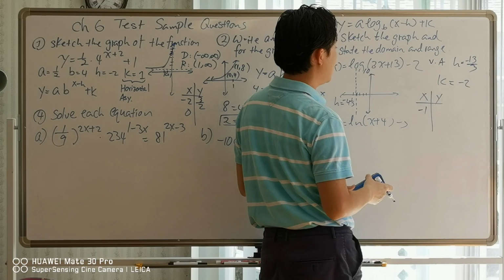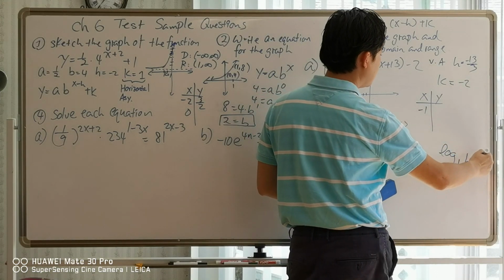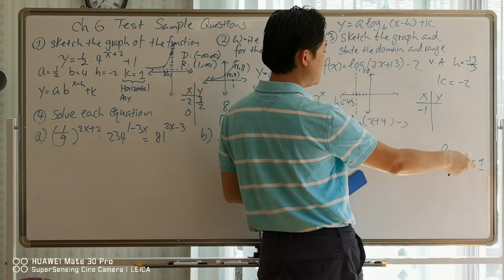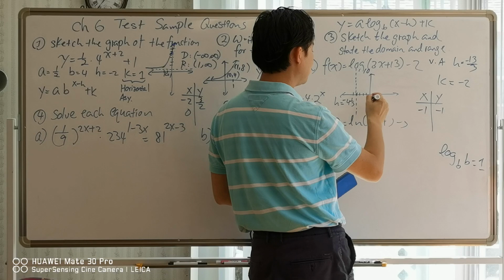So log base 10 of 10, that's 1. Again, log base b of the same base is always 1. So 1 minus 2, which is negative 1. So negative 1 comma negative 1.